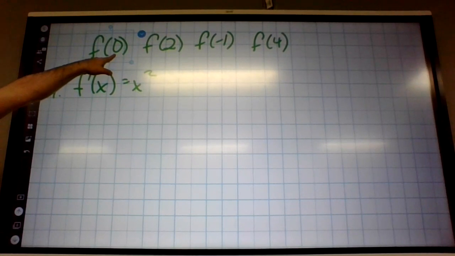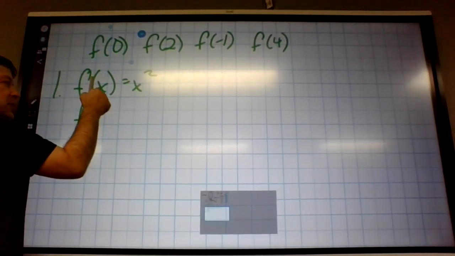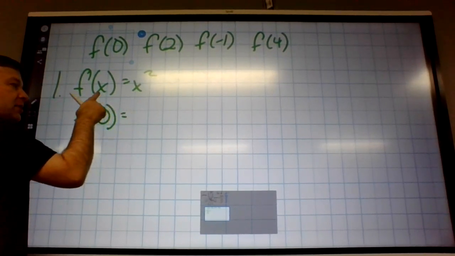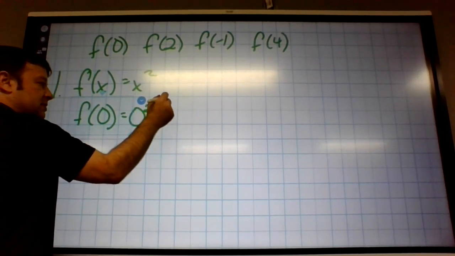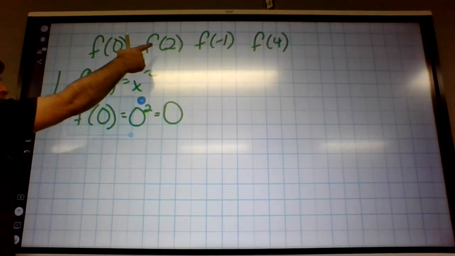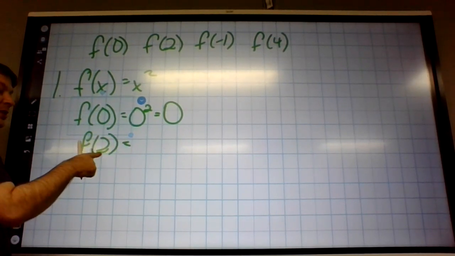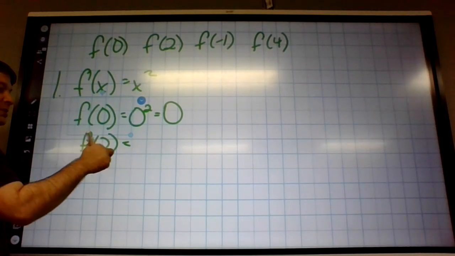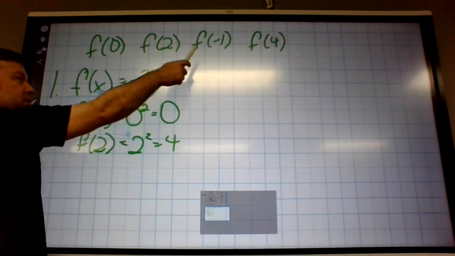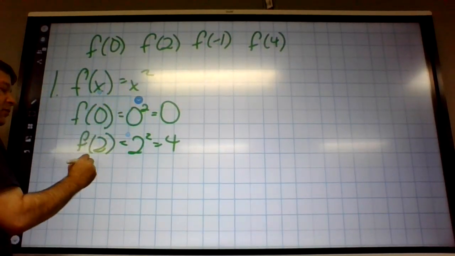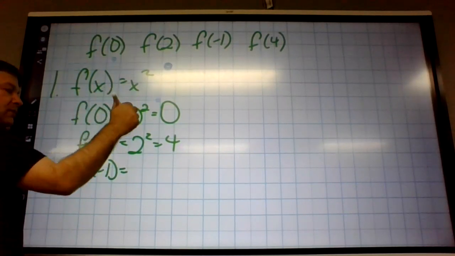It means find the value of the function when you're replacing the x with a 0. So in other words, you just do 0 squared. Okay, so f of 2, what's the value of the function? It's kind of like the y value when you put 2 in for x. 4. Okay, so it's not a trick, we're just plugging stuff in basically. So f of negative 1, what's the value for the function when we replace the x with negative 1?